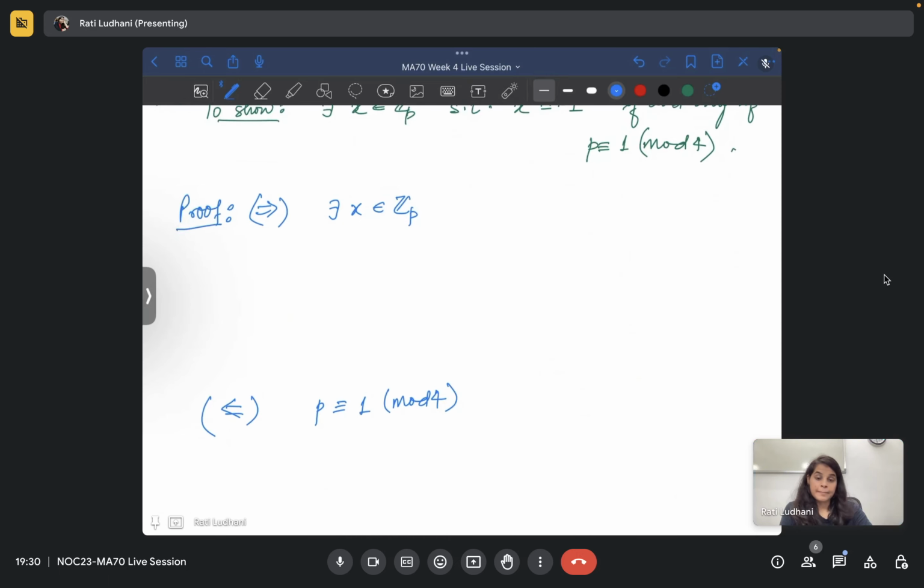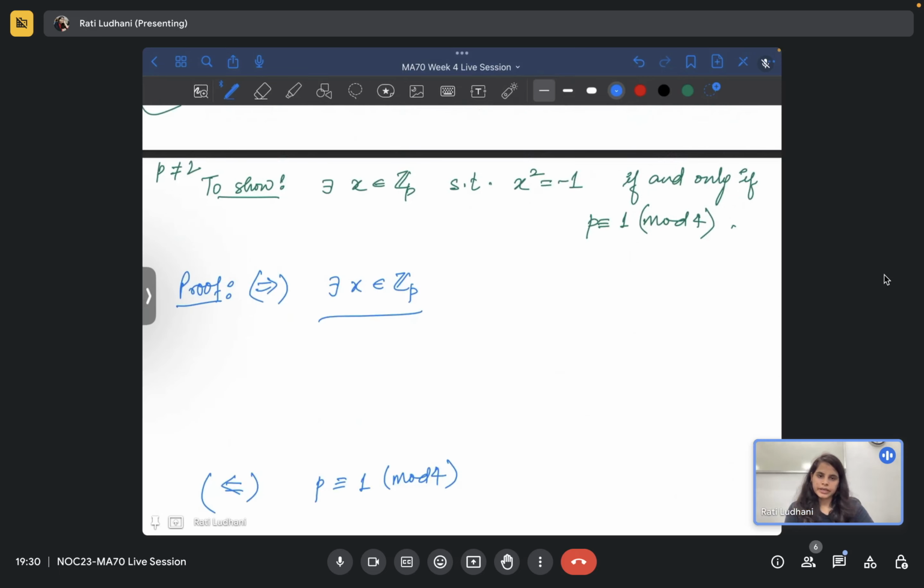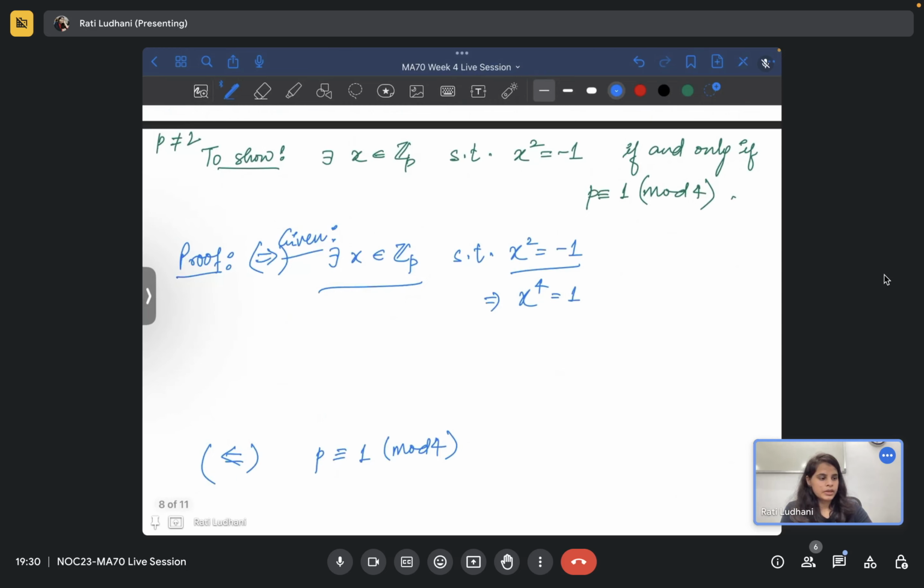Oh, never mind. Actually, give me 2 minutes. Actually, this other side is very direct, let me explain that. So the given condition is that there exists x belonging to Z_p such that x squared is equal to -1. Now what does this mean? This implies x raised to power 4 is equal to 1, right? We can write this.